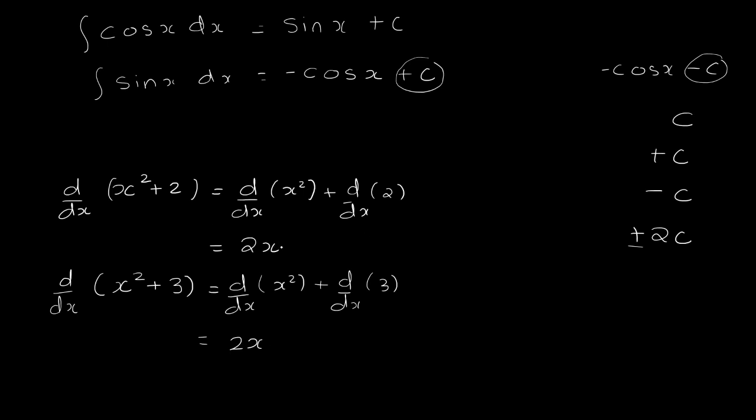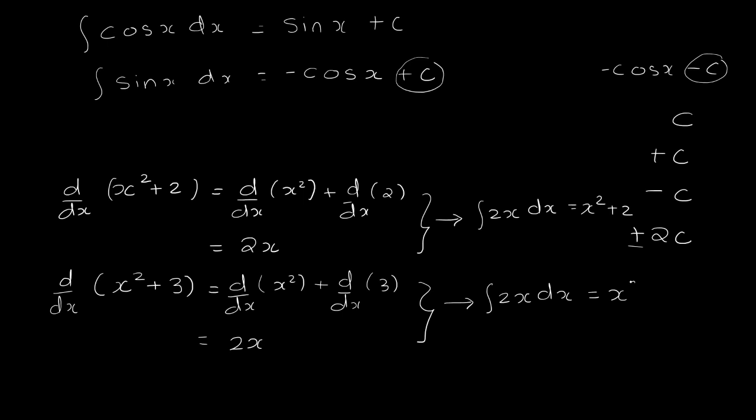So now, as I said, the integral is the opposite of the derivative, so from this you can conclude that the integral of 2x dx is equal to x square plus 2. From here, as I said, the integral is the exact opposite of derivatives, so you can say the integral of 2x dx is equal to x square plus 3.